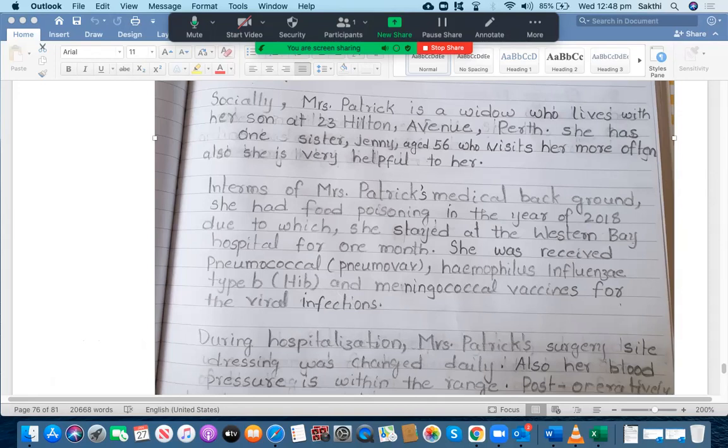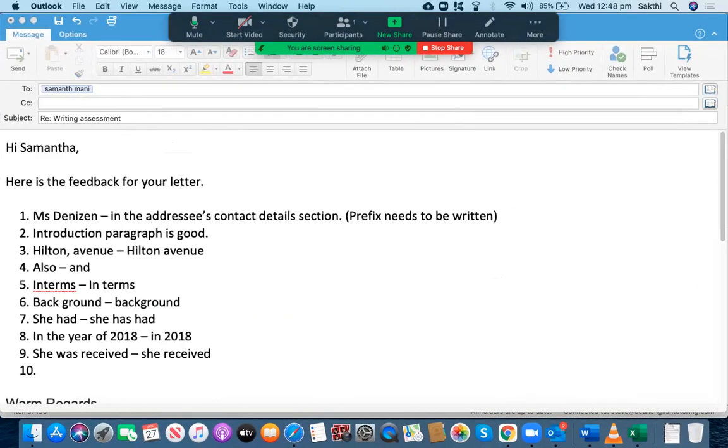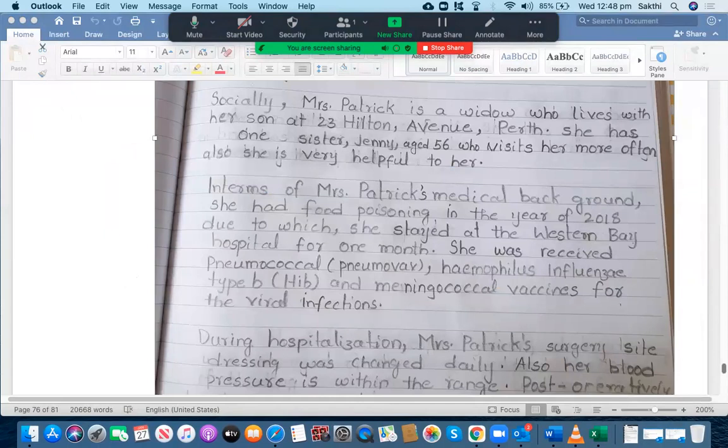Pneumococcal vaccination, hemophilus infection types B, and then the meningococcal vaccines for the viral infection. She doesn't need to use the viral infections. She can say for viral infections. That's okay. All right, let's go to the next one.